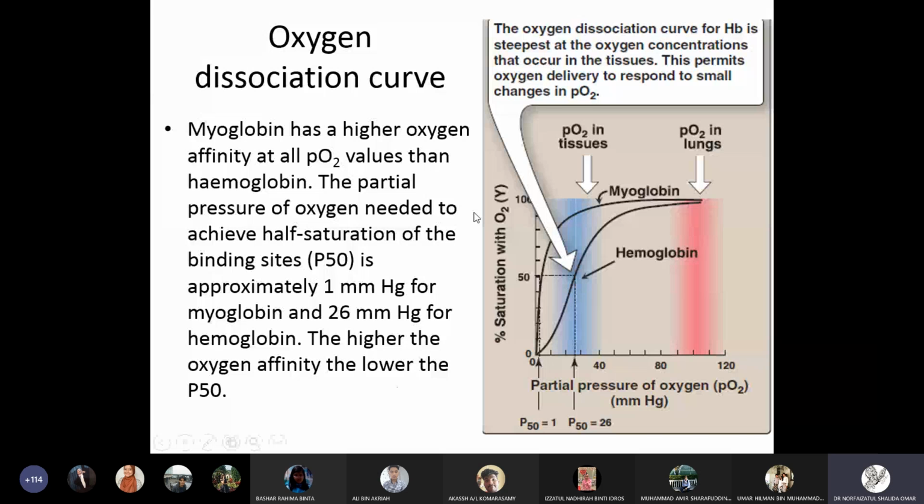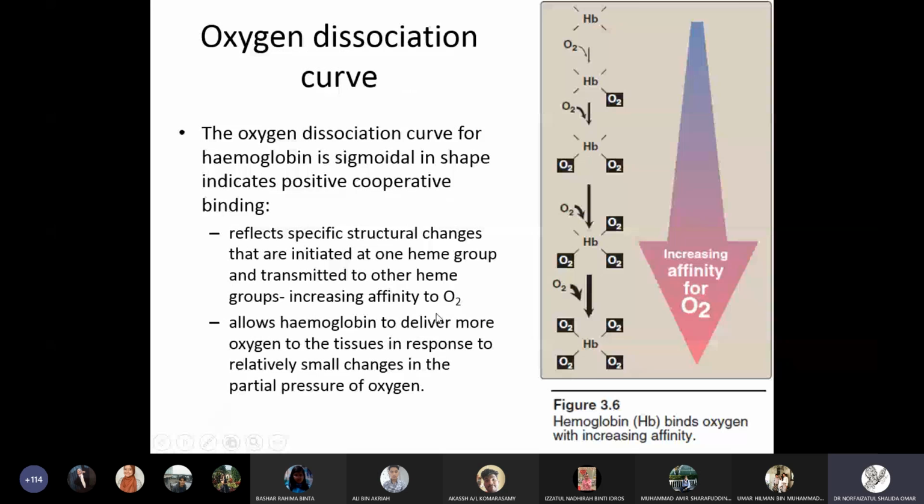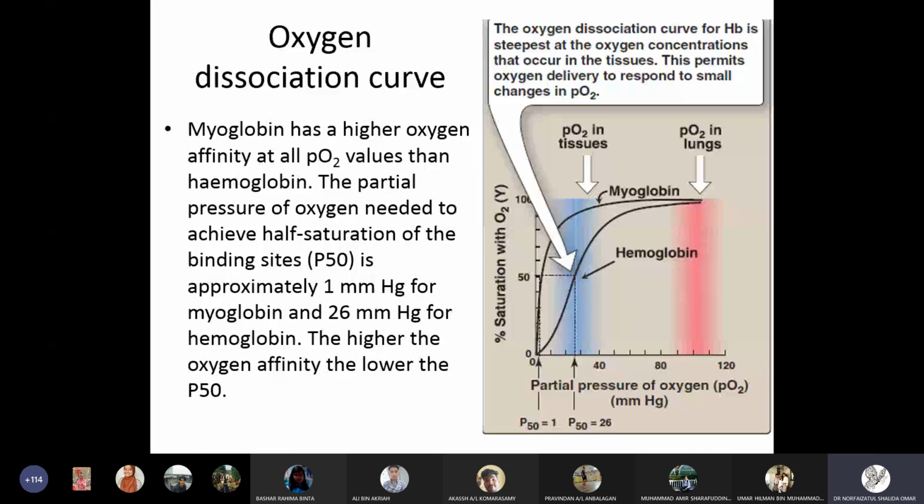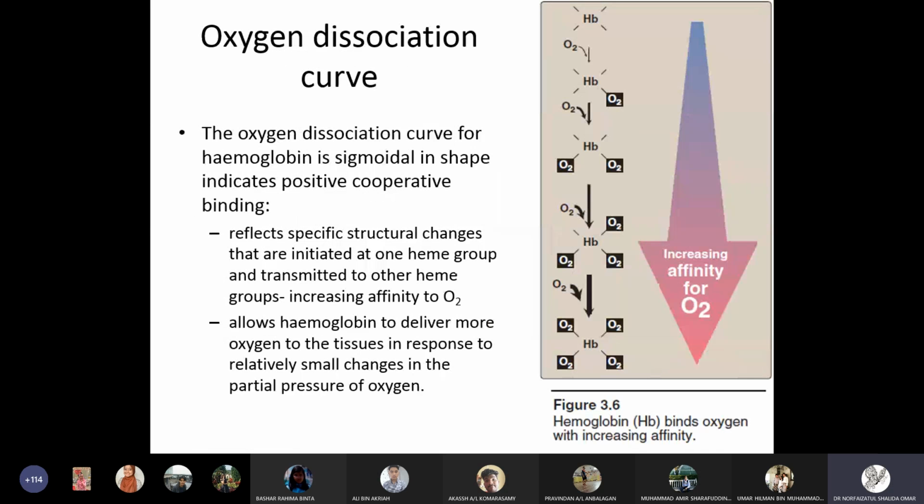Doctor, I have a question. Can you explain more about the cooperative binding? Okay, I'll explain again. So hemoglobin has four subunits. So it has these four subunits of heme.